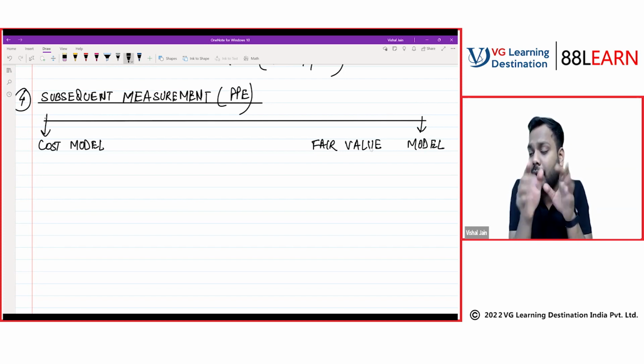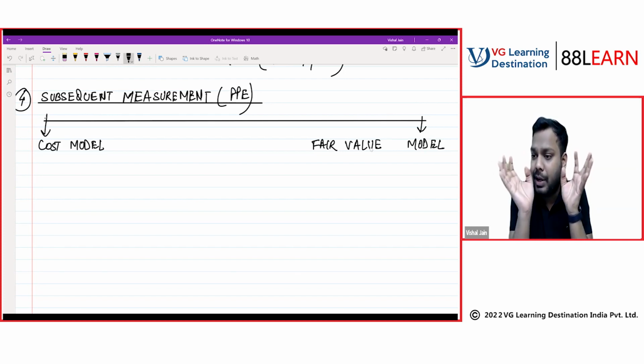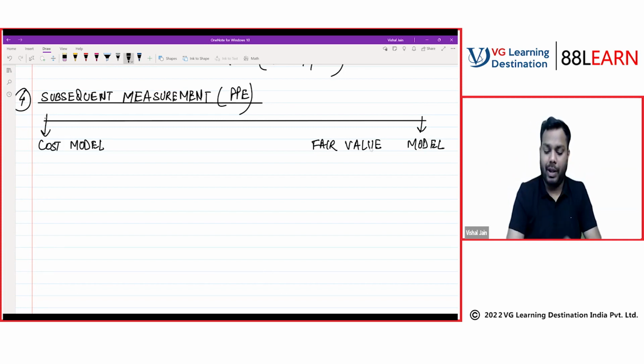Guys, tell me, is it clear to you, the meaning of the two models? Is it clear, everyone? Okay, now let's understand about the models. How will I record in both the models?